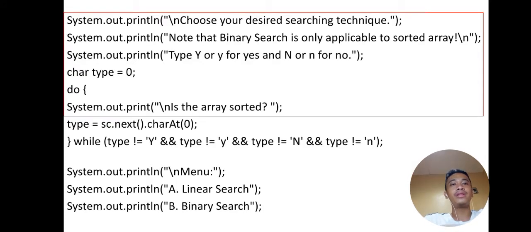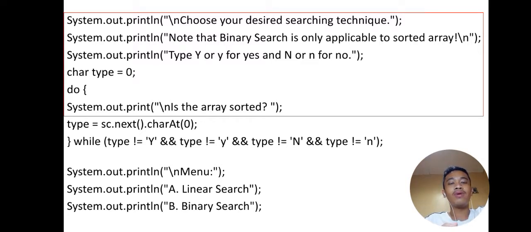Next, it will print "Choose your desired searching technique. Note that binary search is only applicable to a sorted array. Type Y, big letter Y or small letter y, for yes, and big N or small n for no." So next we have the initialization of char variable type with a value of 0.